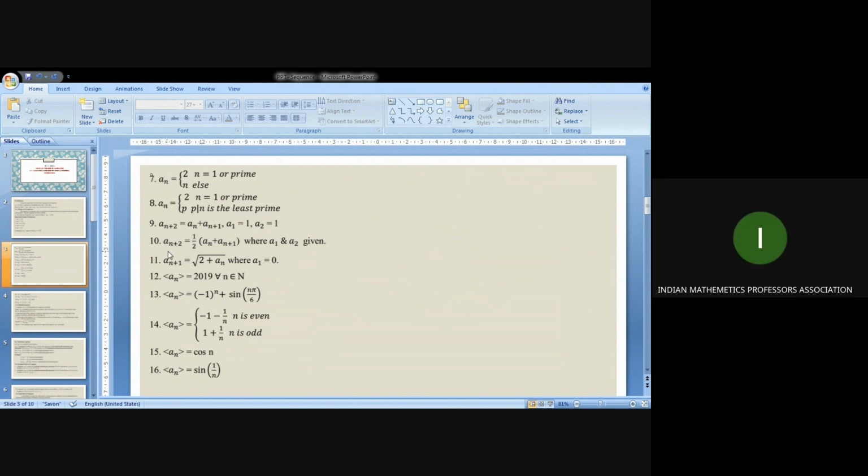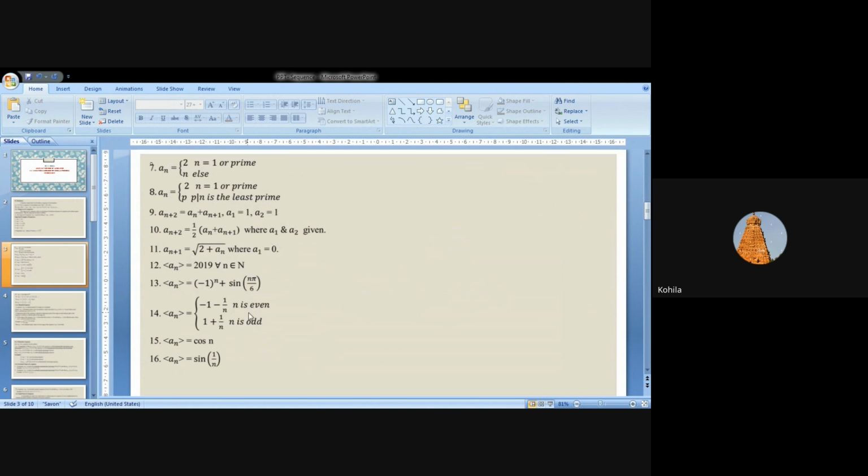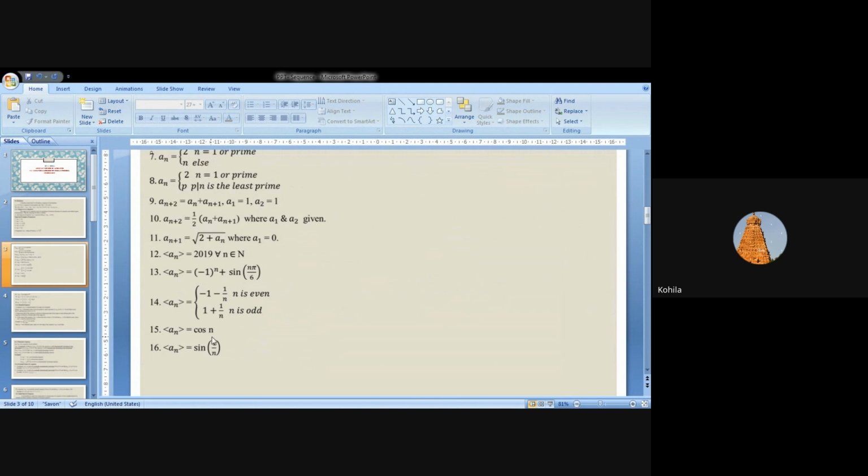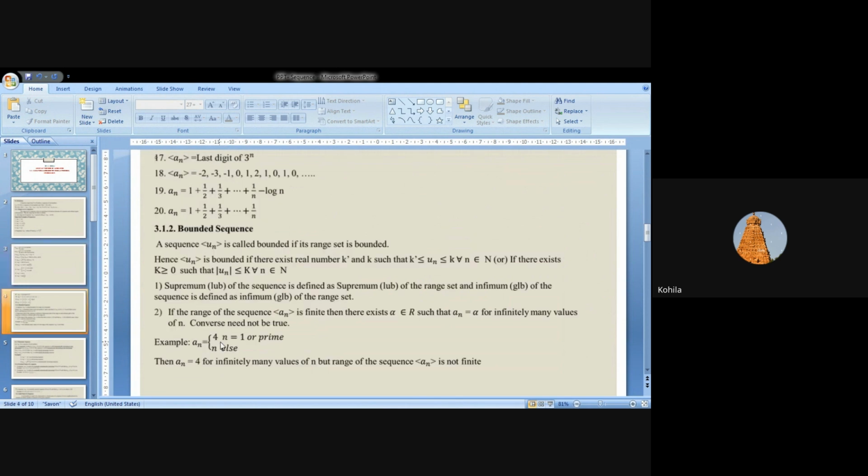Next, these are a few examples of sequences: a_n equal to cos n, a_n equal to sin 1 by n. These are all examples. Next, look at the 18th example: a_n equal to minus 2, minus 3, minus 1, 0, 1, 2, 1, 0, 1, 0. This is an unbounded sequence.